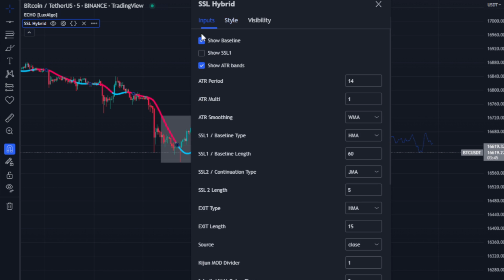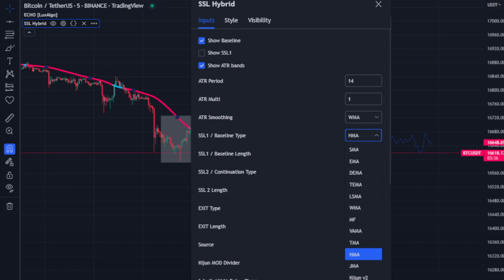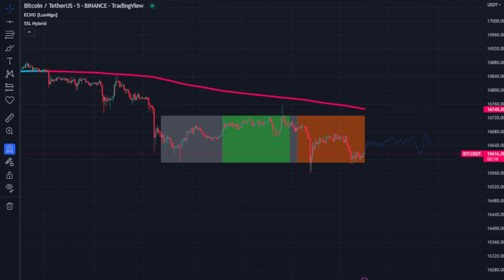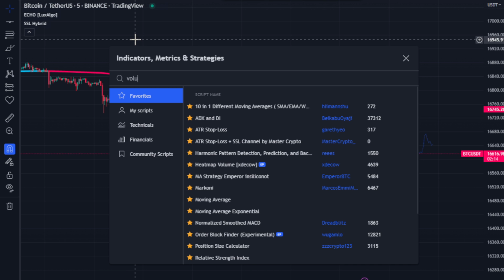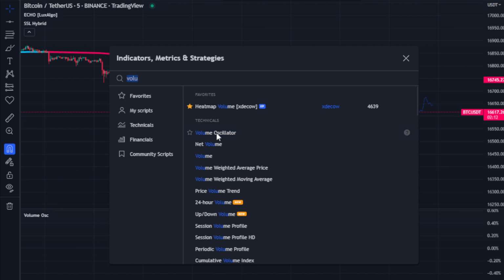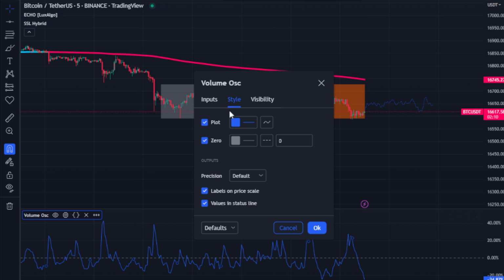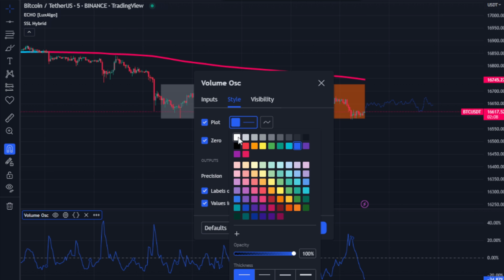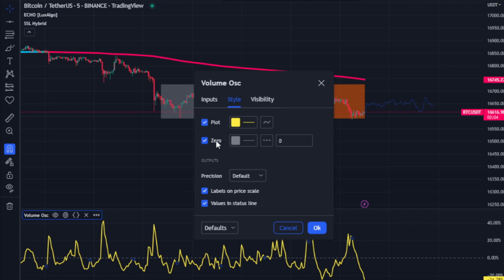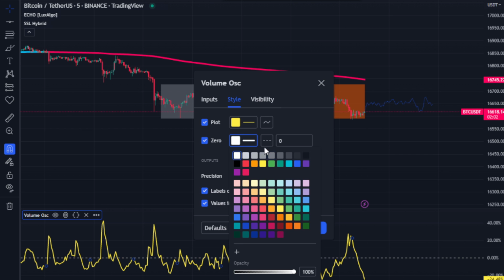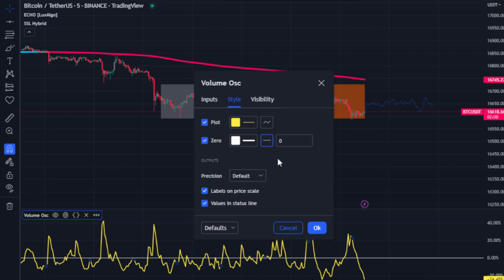Now we go to Inputs. And where it says baseline length we are going to change from 60 to 200. And baseline type we are going to change it to McGinley, which is one of the best moving averages we have. Then we are going to add the volume oscillator, and to this indicator we are only going to modify the style. The plot we change to yellow color to make it look better, and we increase the thickness a little more. We change the zero line to white and its shape we change to line.